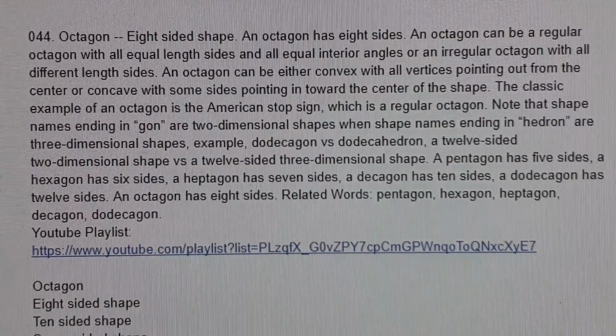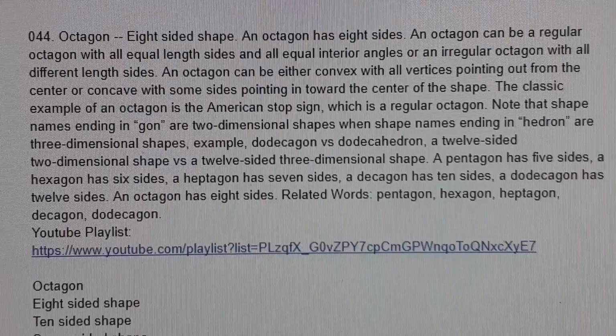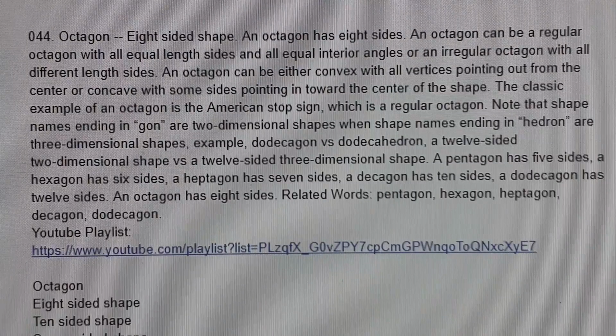Note that shape names ending in gon are two-dimensional shapes, while shape names ending in hedron are three-dimensional shapes. Example, dodecagon versus a dodecahedron, a 12-sided two-dimensional shape versus a 12-sided three-dimensional shape.